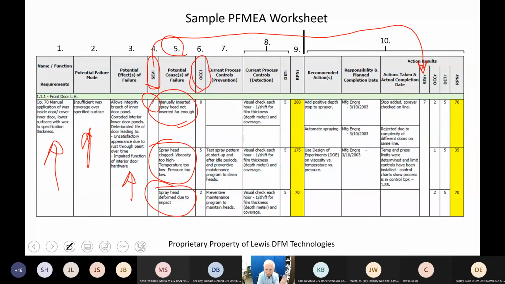Well, without a lot of help given to the operator to know when enough is enough, as far as inserting it, it's been determined by the team it's a pretty high occurrence level. Okay, that means it could happen often. The sprayer head getting clogged would happen less.